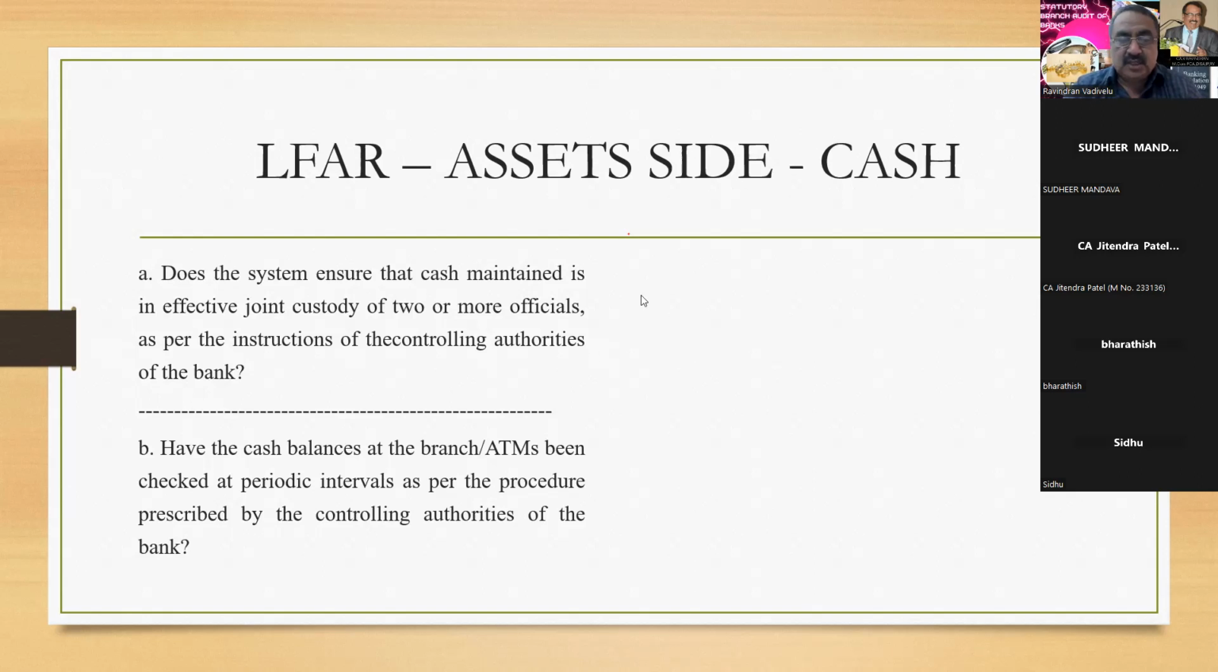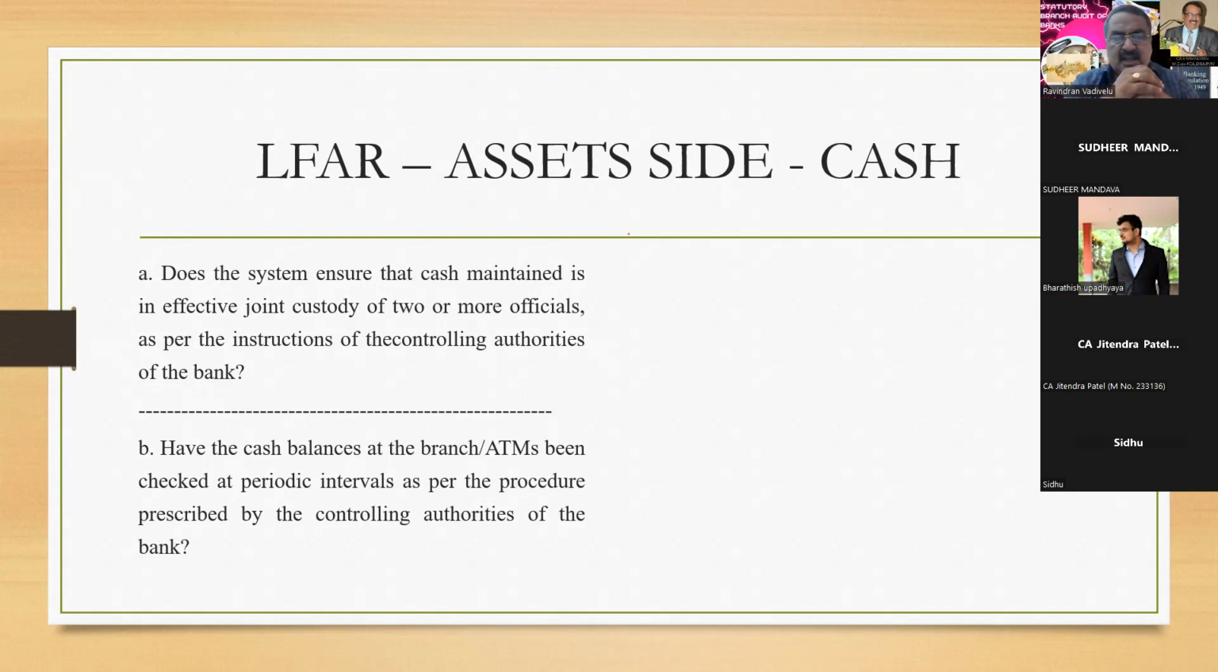Does the system ensure that cash is maintained in effective joint custody of two or more officials as per the instruction of the controlling authorities of the bank? Previously, in last year's LFAR, you can find replies like no, nil, not applicable. But after the new LFAR was introduced, they say that all the replies to the questionnaires should be specific and clear, why it is no, why it is not applicable.